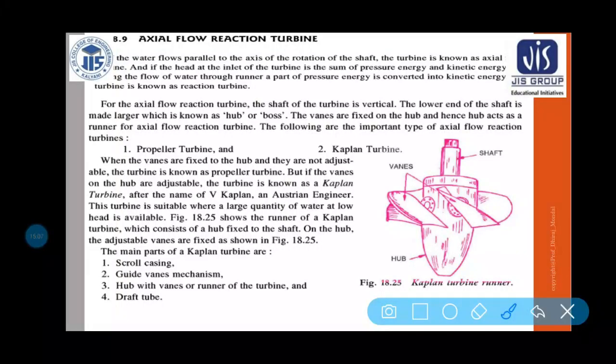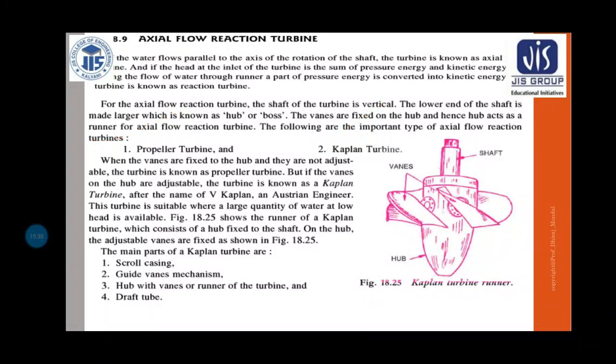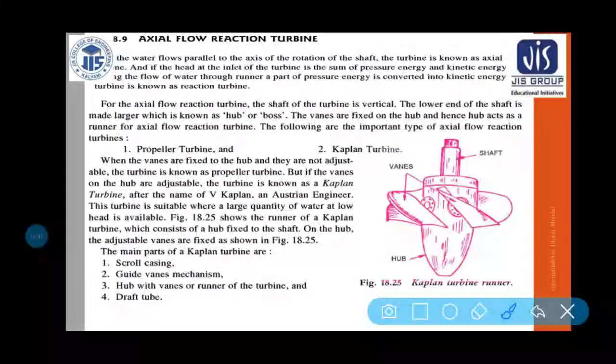There are mainly two types of axial flow reaction turbine. One is the propeller turbine, another is the Kaplan turbine. Clear? Now in this lecture we will be discussing the Kaplan turbine. What is the difference between Kaplan and propeller turbine? It is basically the vane, which is adjusted on the hub. The vane is adjustable in case of Kaplan turbine, but in case of propeller turbine it is totally fixed.